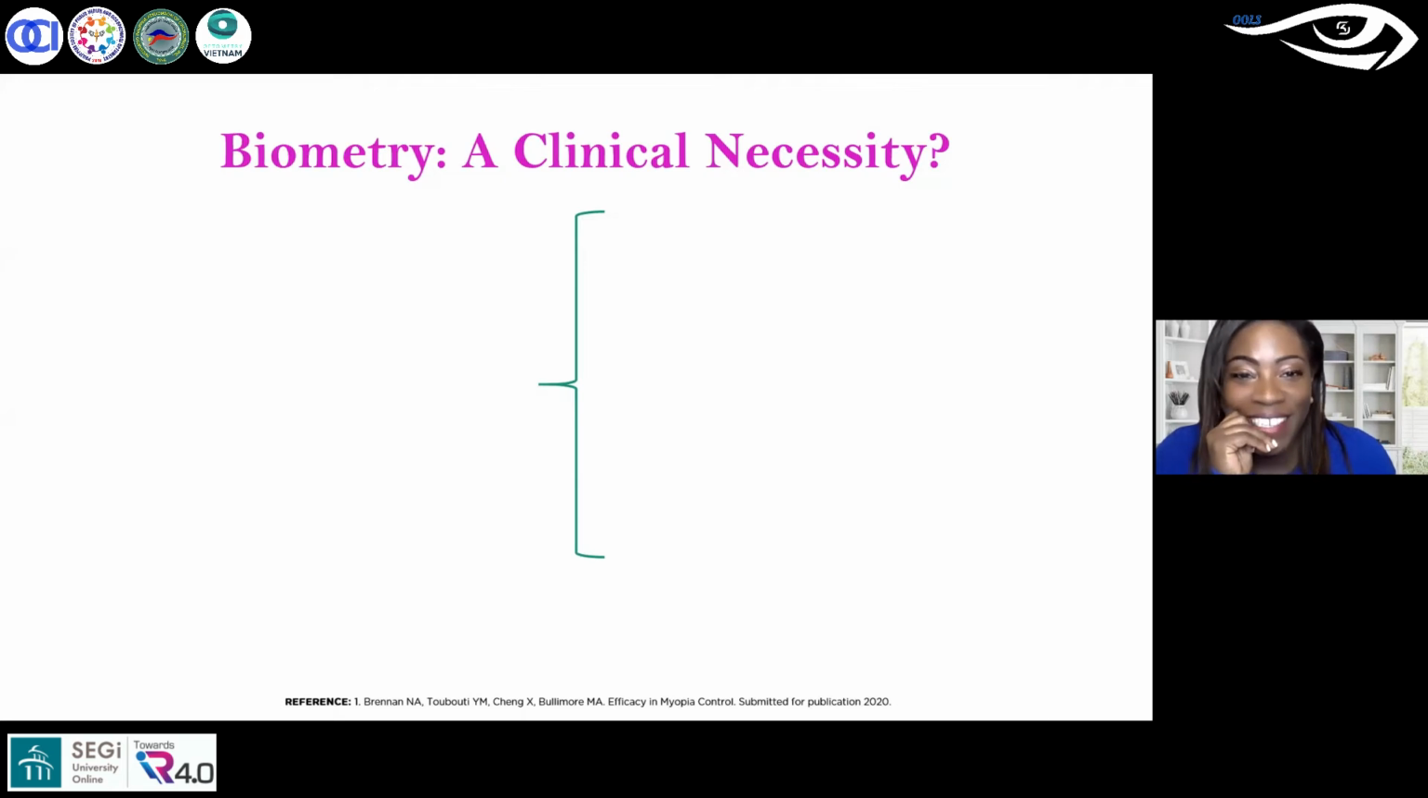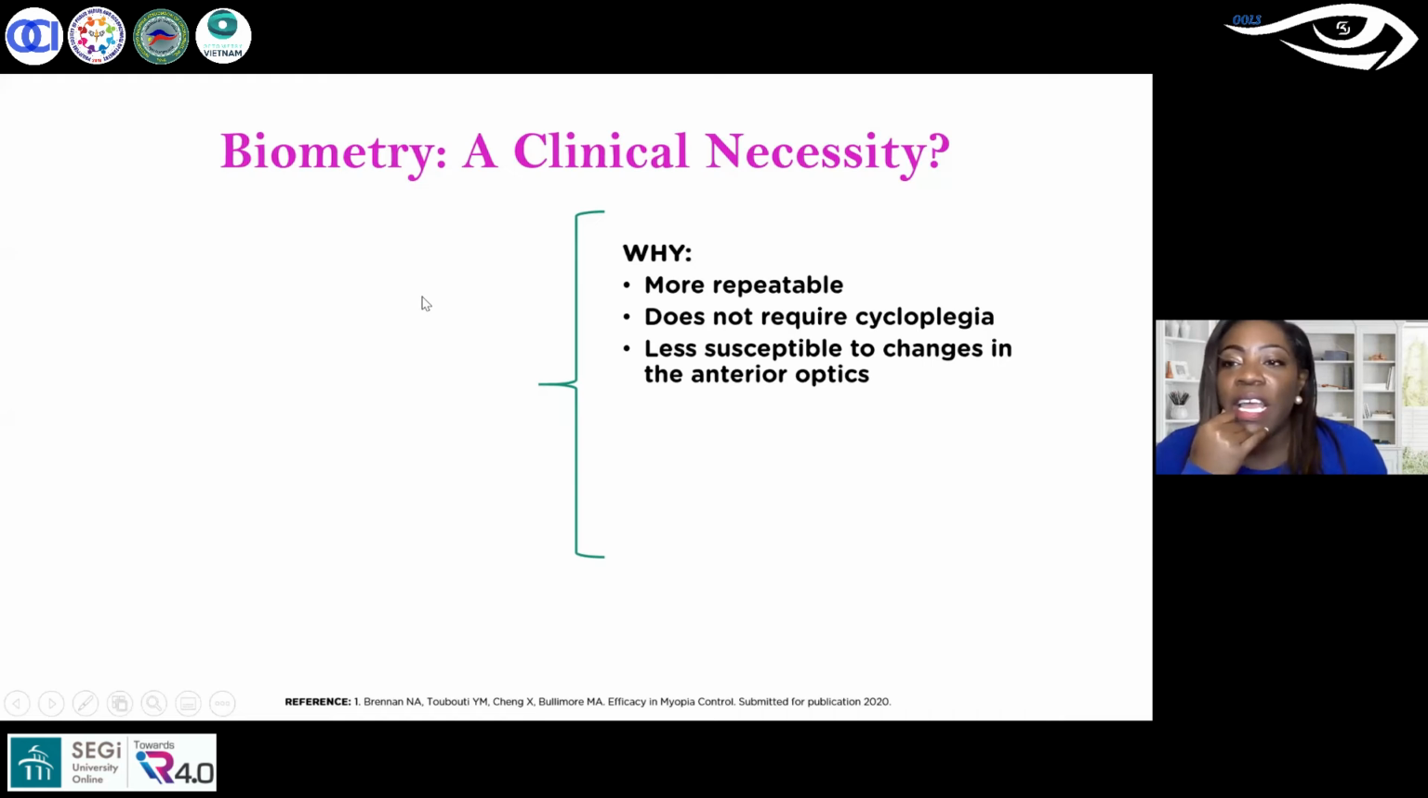Yes, very much. Wow, this is wonderful to hear because I've given various lectures and oftentimes I hear a lot of no's. So that's wonderful to hear that you guys feel that is yes. And the why here is that it's more repeatable, it does not require cyclopegia, and it's less susceptible to changes in the anterior optics.